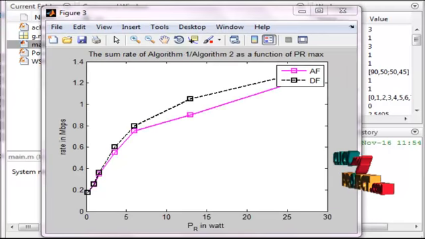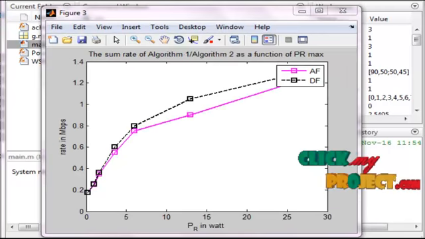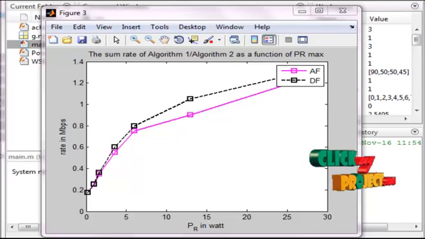In this figure, the sum rate of algorithm 1 and algorithm 2 is shown as a function of PR max, the power. AF means the same process, amplify and forward, and DF means decode and forward. PR is in watts, that is the power in watts, and the rate is in Mbps, megabits per second. So this is the graph of AF, amplify and forward, and this is the graph of DF, for the process by algorithm 1 and algorithm 2 as a function of power.